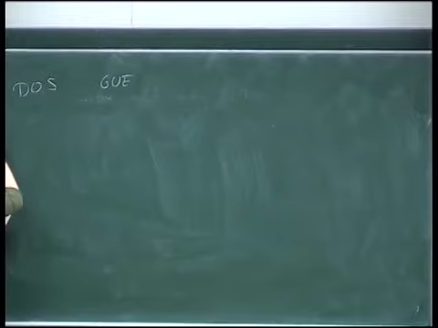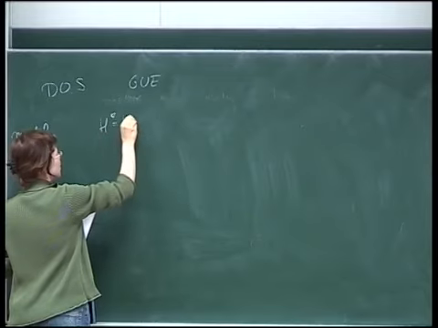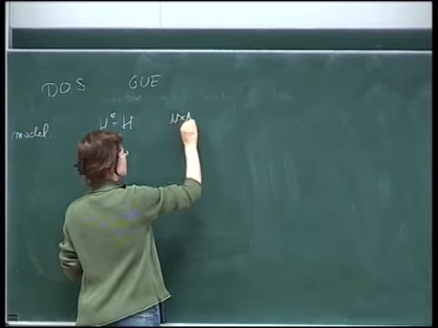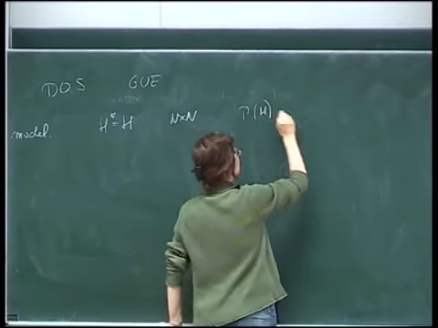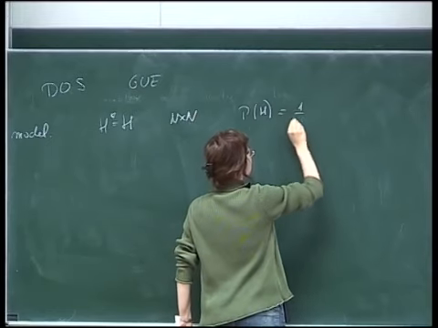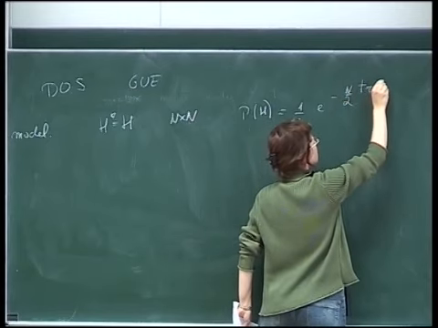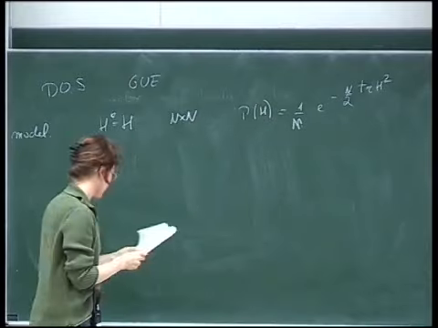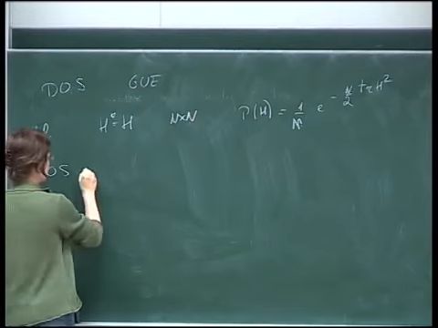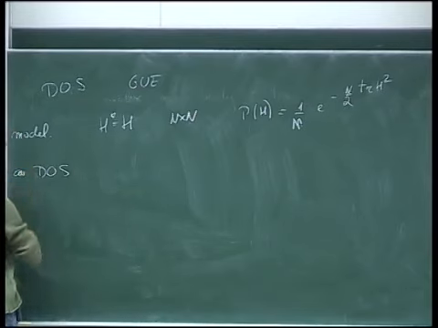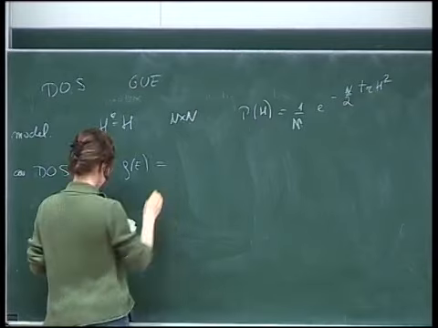So just to remember, the model we are looking at is a self-adjoint n by n matrix with a probability distribution, and we want to study for this model the density of states, actually the average density of states, rho of E, and you have seen that already.